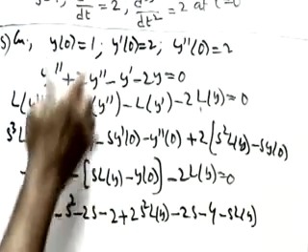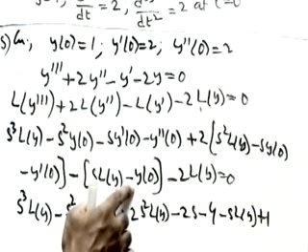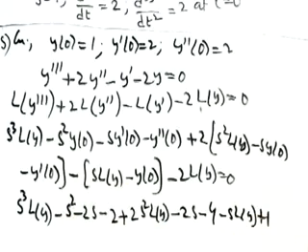Minus s into Laplace of y. Minus into s plus y naught. Value of y naught is 1, so this will be plus 1. Till now here we got minus 2 into Laplace of y equals 0.